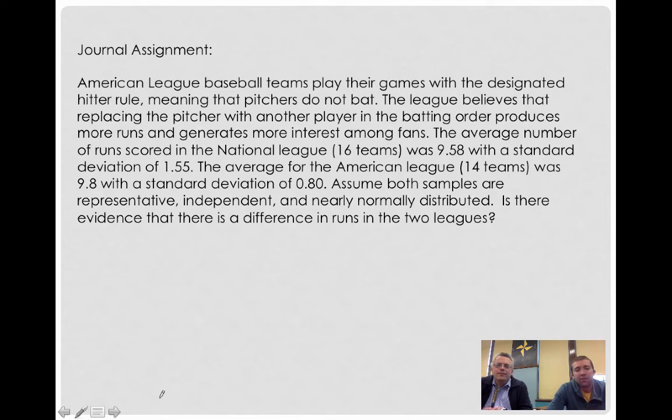Okay, so for your journal assignment, we have the American League baseball teams that play their games with a designated hitter. Bunch of cheaters. Meaning that the pitchers don't bat. The league believes that replacing the pitcher with another player in the batting order produces more runs and generates more interest among fans. The average number of runs scored in the National League, 16 teams, was 9.58 with a standard deviation of 1.55. The average for the American League of only 14 teams was 9.8 with a standard deviation of 0.80. Assume both samples are representative, independent, and nearly normally distributed.